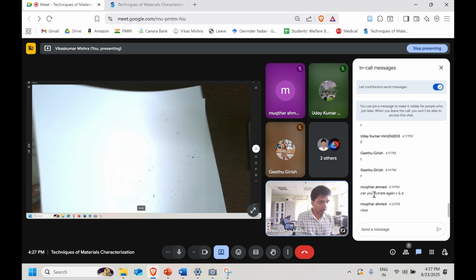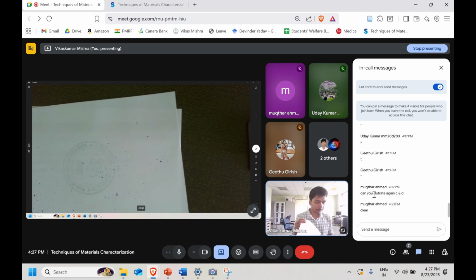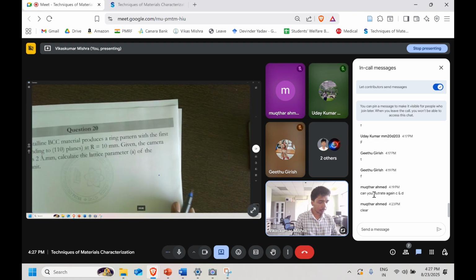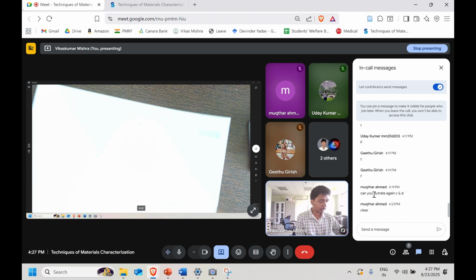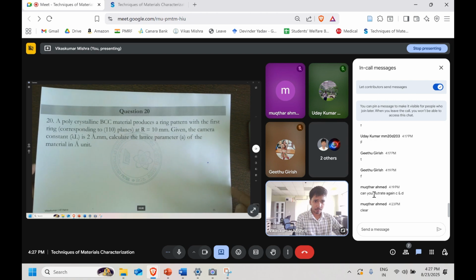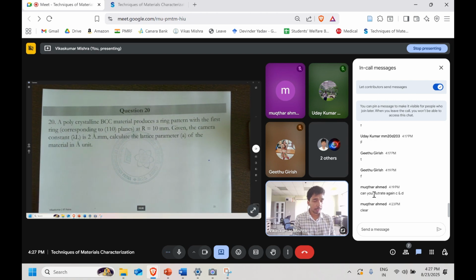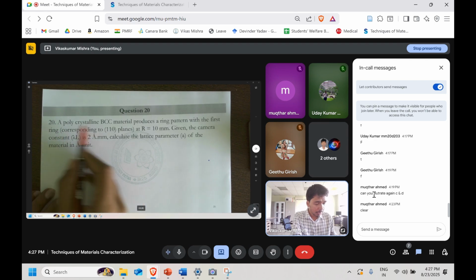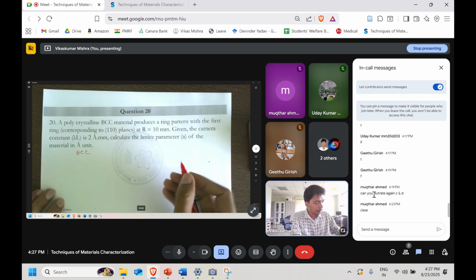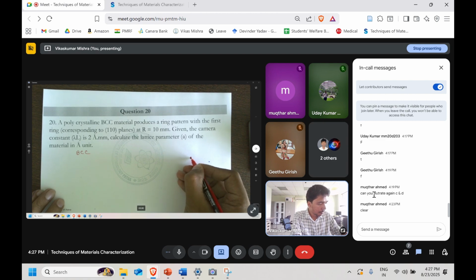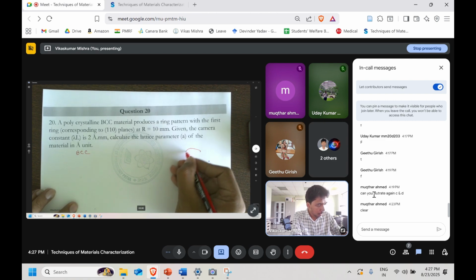If not, let's go to the next question, question number 20. We are about to finish. Just one more question left after this. So now here we are talking about a polycrystal BCC material that produces the ring pattern. Okay, so let's say this is the direct beam. Now here we are having the ring.